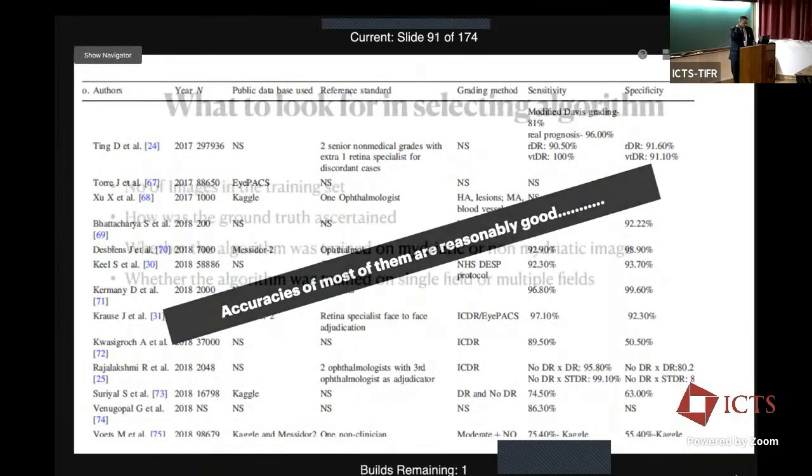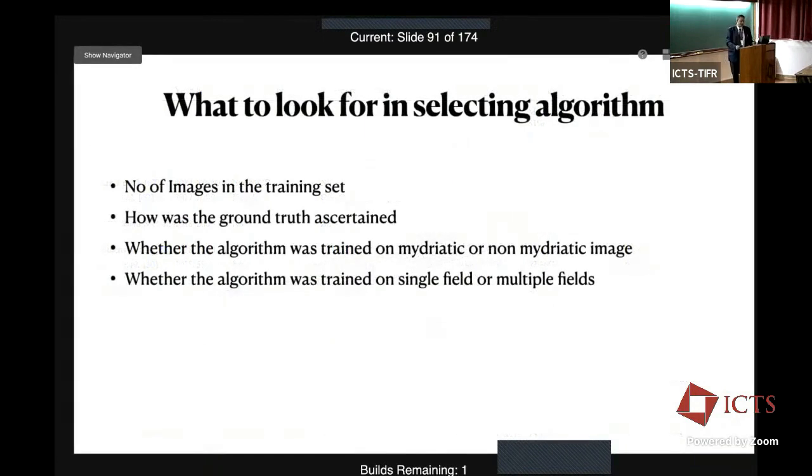So what to look for? Because now many of them are even commercially available. What to look for when you try to select an algorithm? One is definitely the number of images they have used in the training set. And more important is how the ground truth was ascertained, because the AI algorithm will learn whatever it has been taught. So the ground truth must be established in a very sound way, because there are a lot of discrepancies even among ophthalmologists. So in the JAMA paper, we had 50 board certified US ophthalmologists, and they graded, and the majority grade was taken as the ground truth.